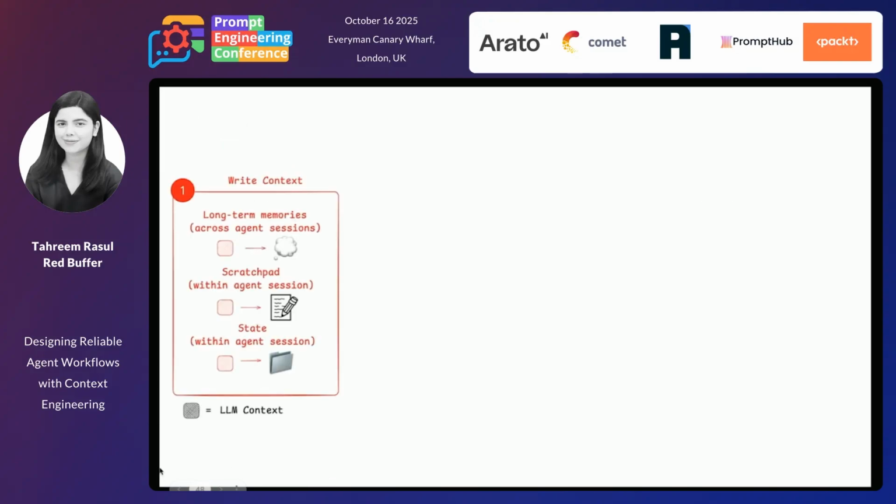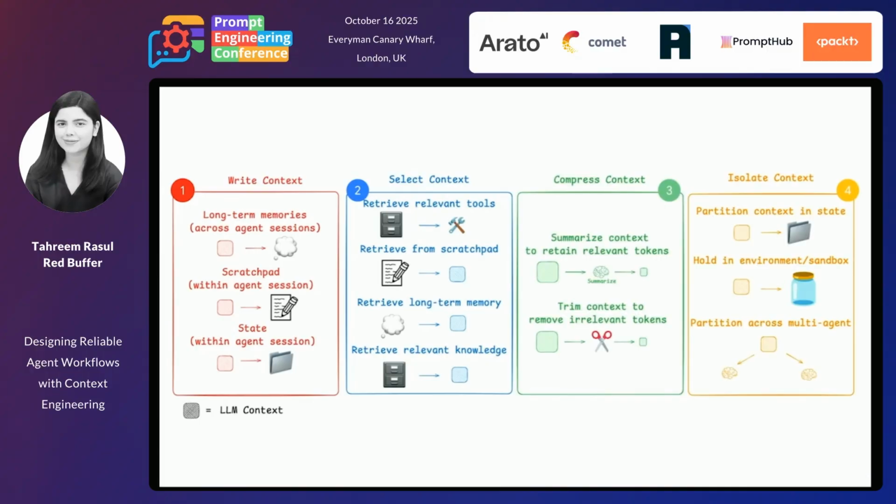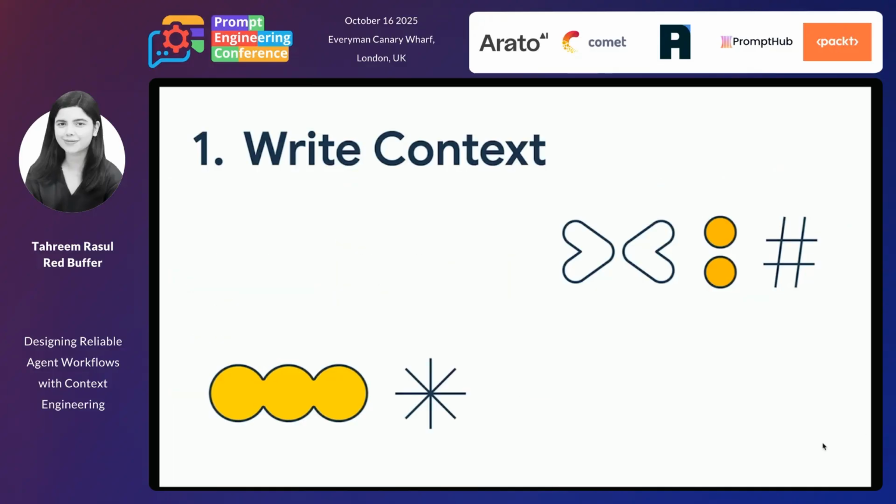This is pretty much the same version of the first slide, but we'll be discussing some of these things in detail. These are the 4 ways, and then there are strategies for each of them. The first one is around writing context. I've included 2 things for this.